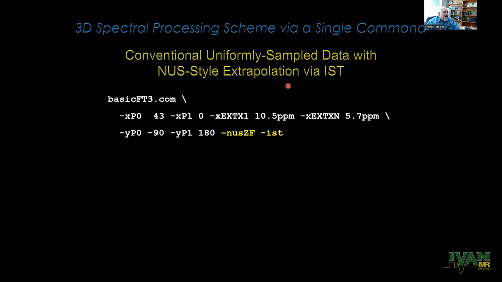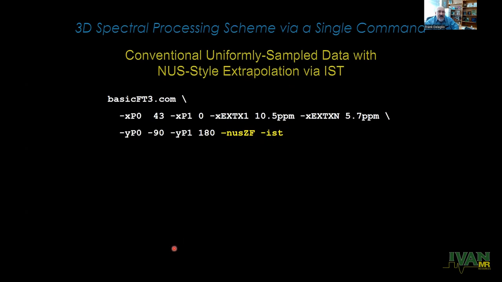Now, as we mentioned before, non-uniform sampling methods fill in gaps in the time domain data. They do the equivalent of filling in gaps. So as an alternative to linear prediction, we can use non-uniform sampling reconstruction methods to fill in the blanks at the end of the time domain data in the same way that linear prediction does. And we call this NUS zero filling. And to use it, we just add this argument and specify the reconstruction method that we'd like to use, like NMRPipe's IST, HMS IST, and SMILE. And this is another reason why NMRPipe can be a valuable tool.